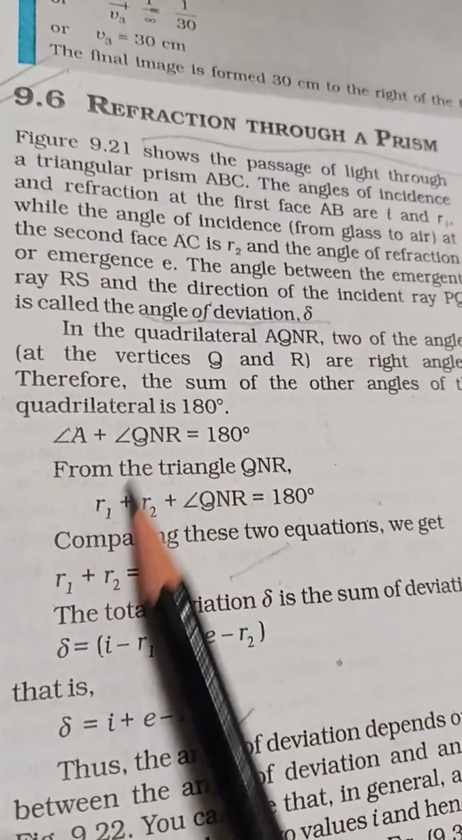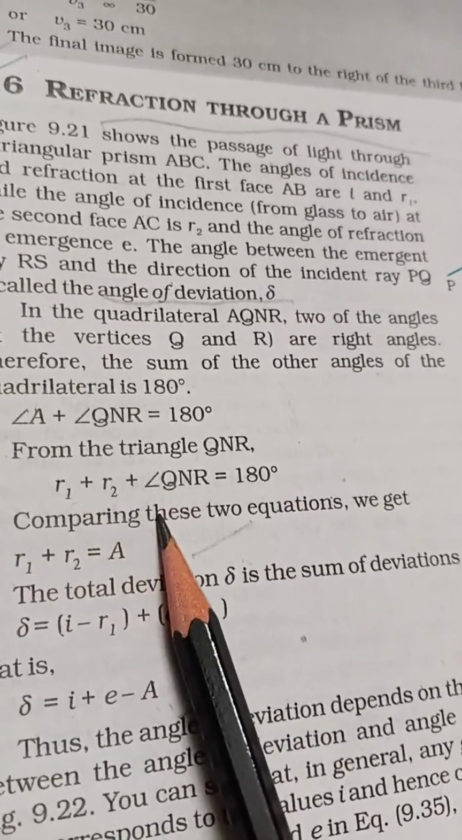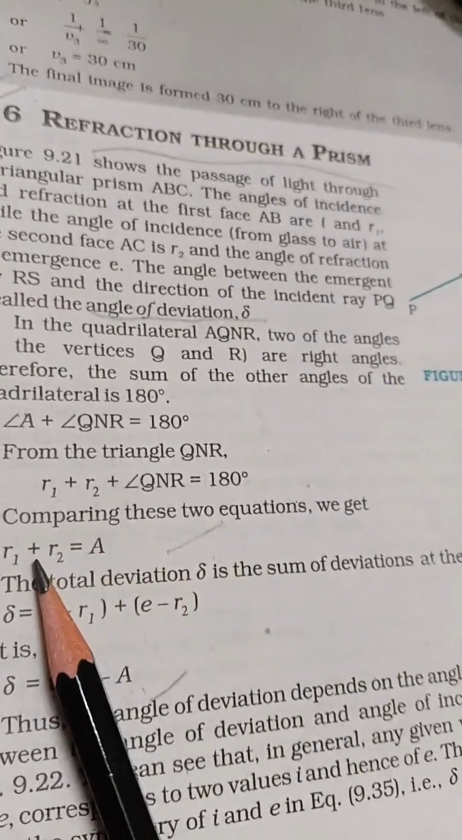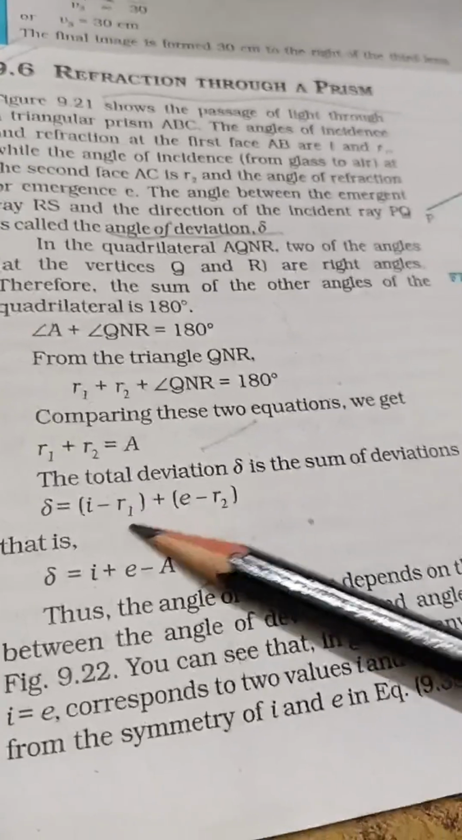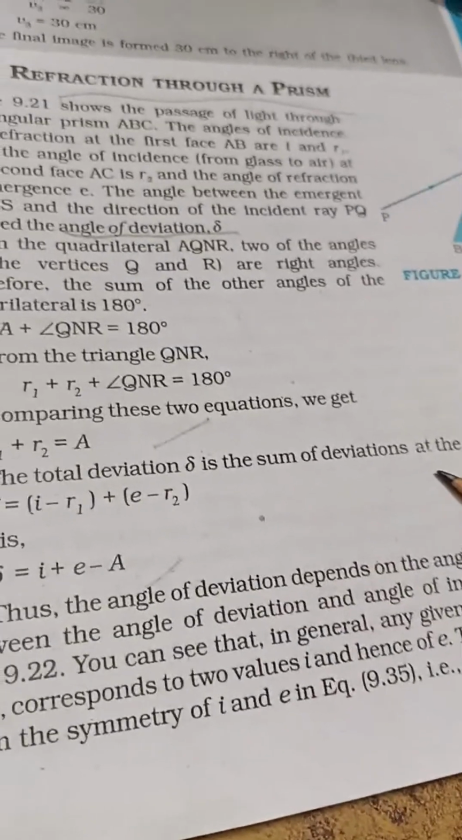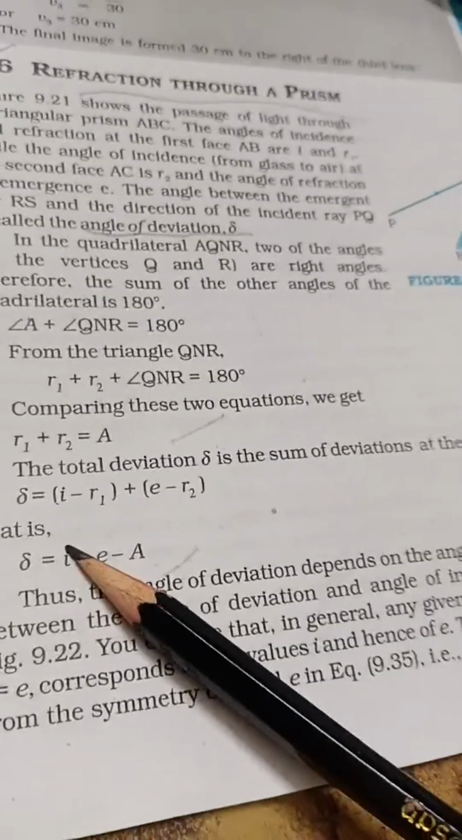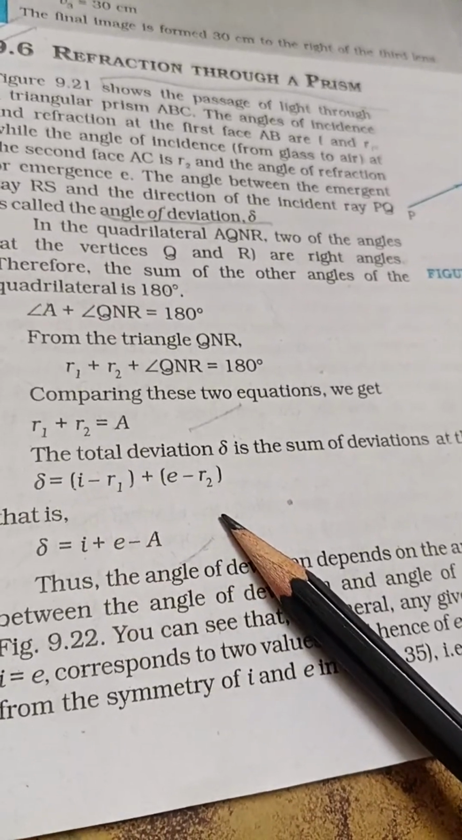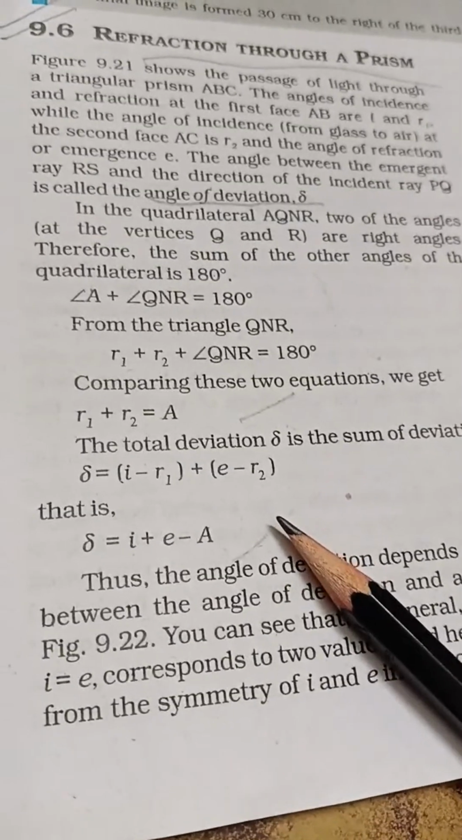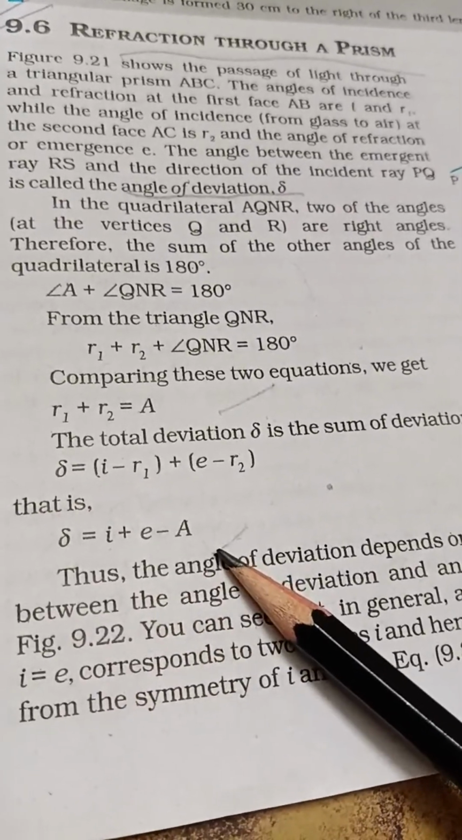From the triangle QNR, R1 plus R2 plus angle QNR is equal to 180 degree, and comparing these two equations, we get R1 plus R2 is equal to A. The total deviation delta is the sum of the deviation at the two faces. Delta equal to I minus R1 plus E minus R2. So next, in this, delta equal to I plus E minus A.